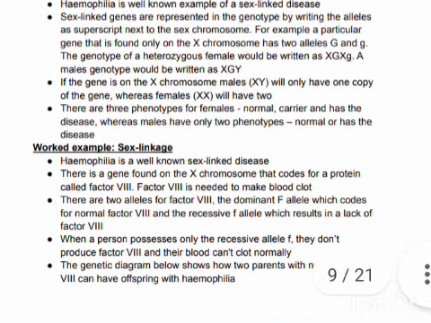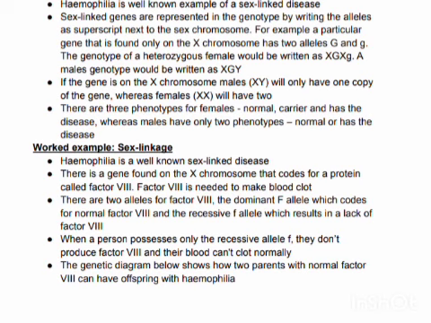Sex-linked genes are represented in the genotype by writing the alleles as superscripts next to the sex chromosome. For example, a particular gene that is found only on the X chromosome has two alleles, G and g. The genotype of a heterozygous female would be written as XGXg, with the alleles in superscript, and a male's genotype would be written as XGY, because the gene is not present on the Y chromosome, right?